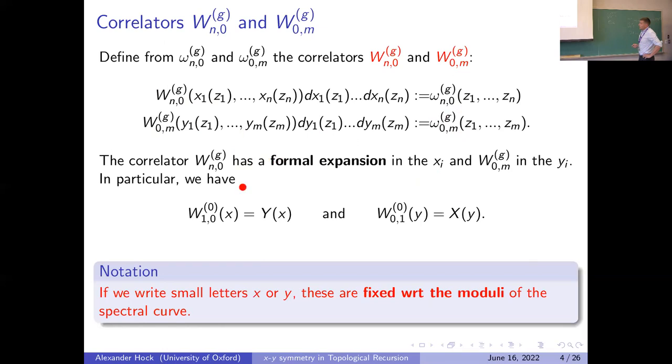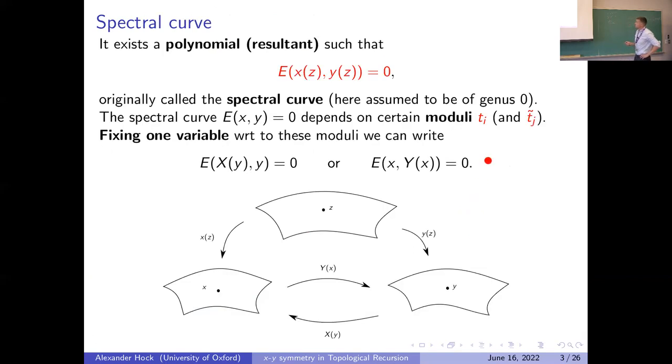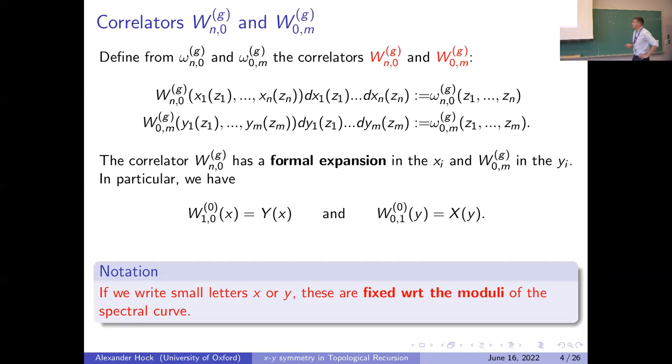Okay, and then in particular, we have the case where W_{0,1,0} is given by Y of X and W_{0,0,1} by capital X of Y. This was because omega_{0,1,0} was just y dx, and then you see that directly. And whenever I write small letters x and y now, I think of them as fixed with respect to the moduli I told you before. Your spectral curve depends on this kind of moduli, and I assume that small letters are fixed with respect to these moduli.